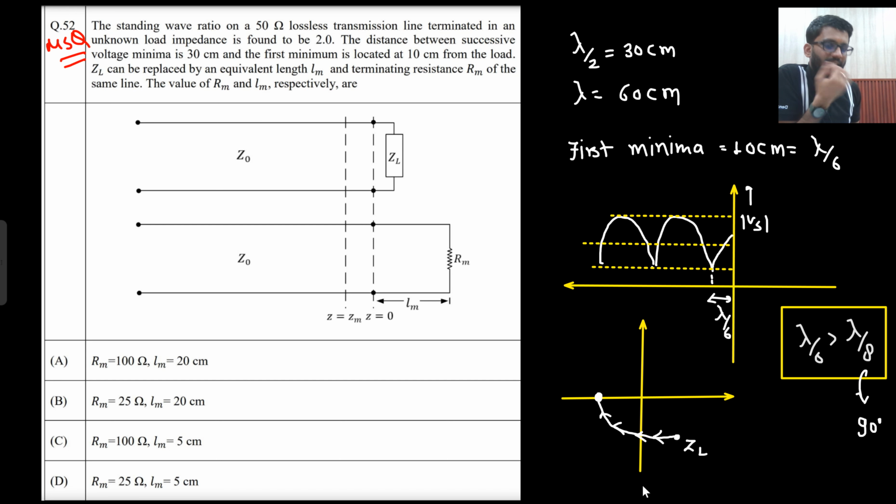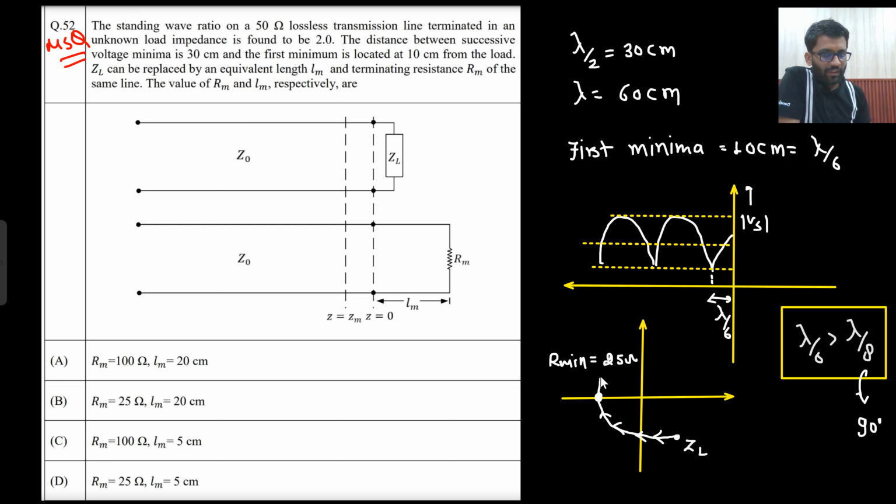Now when I reach this point, what will be my resistance here? This point will be resistive, right? So what will be my resistance here? Here you are getting V minima and I maxima. That means you are getting R min here. What will be the value of R min? That would be Z0 by S, so 25 ohm.